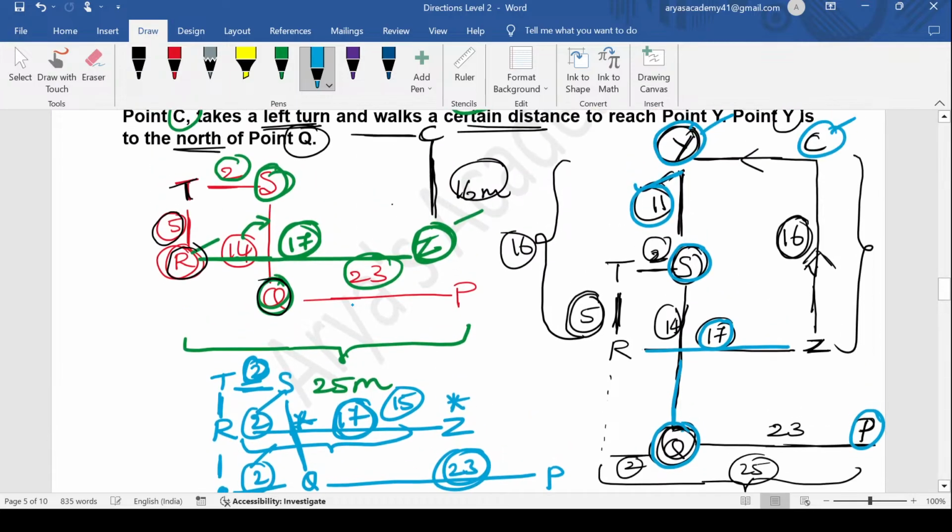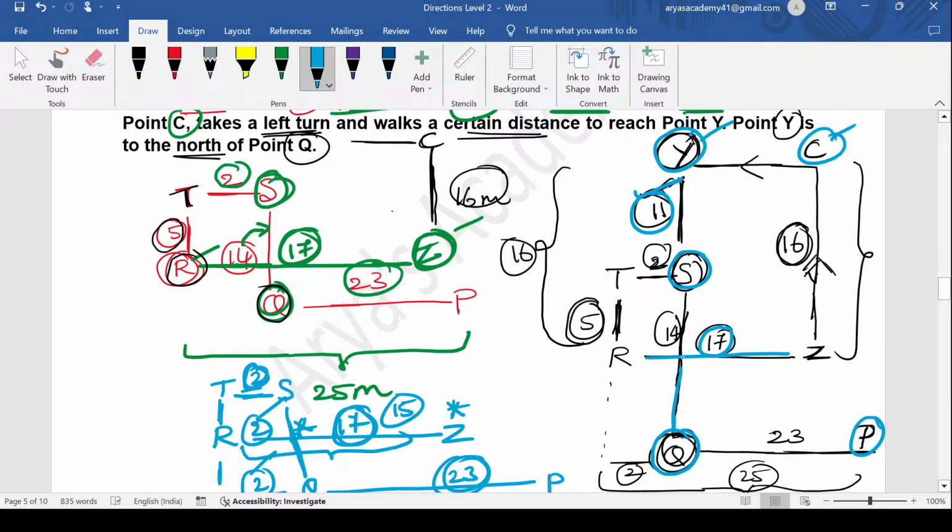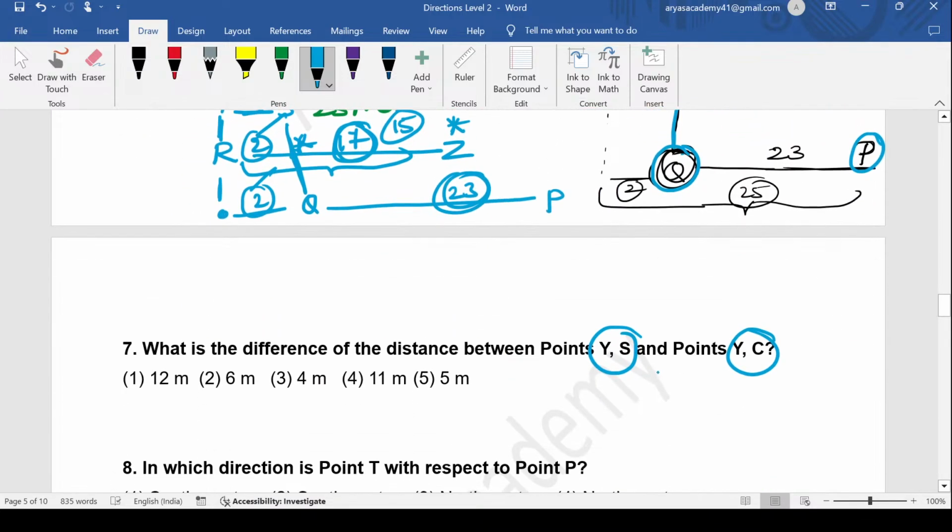So what I am trying to communicate is this point which I am highlighting from here to point Z, the distance will be 15. Why? Because this particular distance is 2, right? If this is 15, this also has to be 15 because all of them are in a straight line only. So the distance between Y and C is how much? 15.